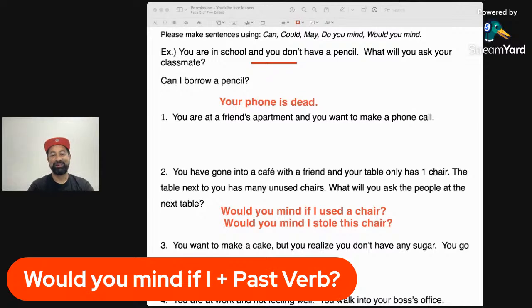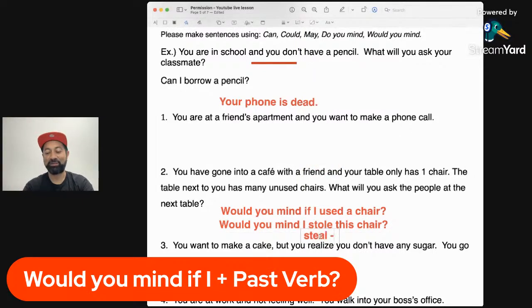Now, stole is the past tense of steal. Steal is a bad word. Usually, robbers, burglars, they steal something. But of course, I'm not stealing it. It's not their chair. It means, can I use the chair? But I'm just being a little bit more playful. Would you mind if I stole this chair?